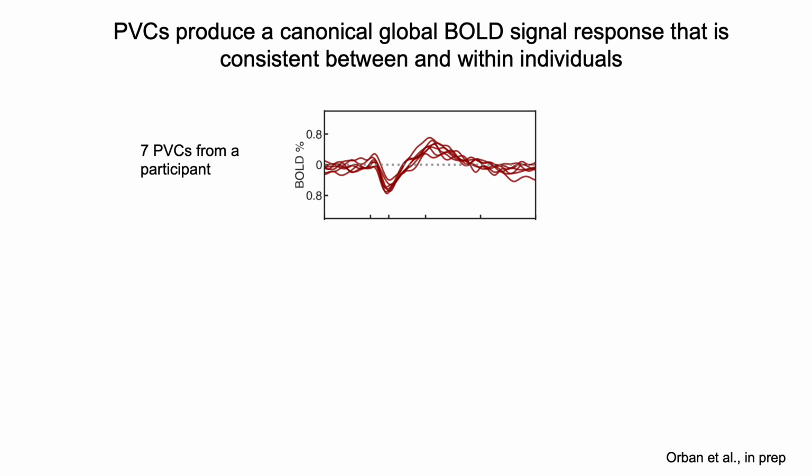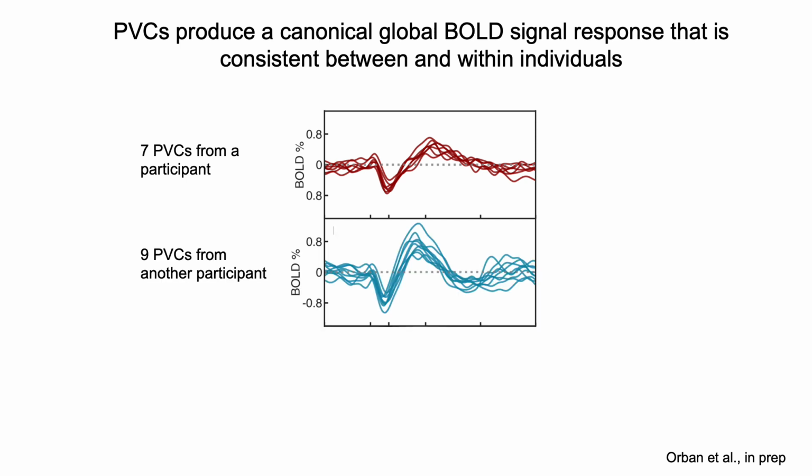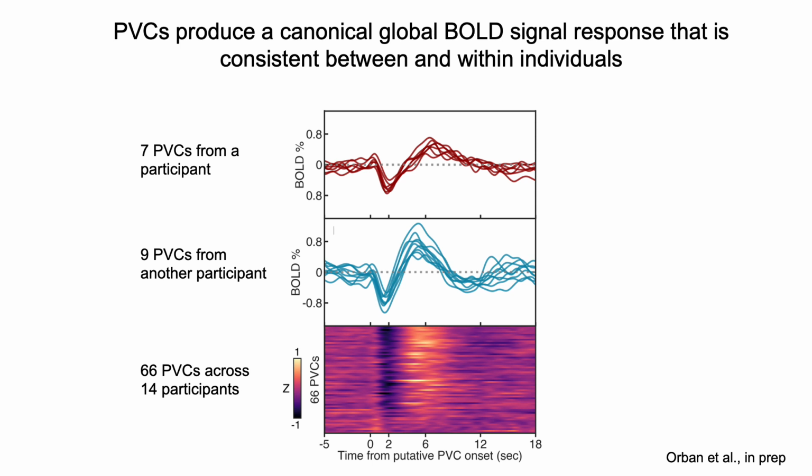Another striking feature of PVCs was the high consistency of the BOLD signal response. Here are 7 PVCs from a participant, and here are 9 from another participant. Notice the strong correspondence within and between the participants. The overall pattern of a dip and overshoot is also visible across all 66 PVCs. However, we do see some individual variation in the amplitude of the responses.